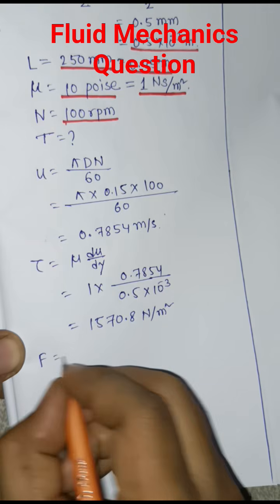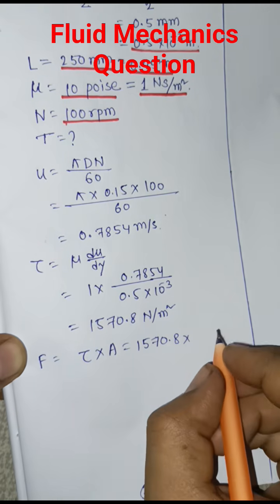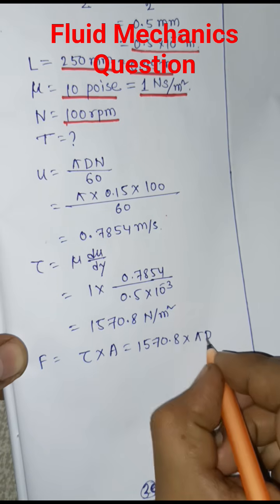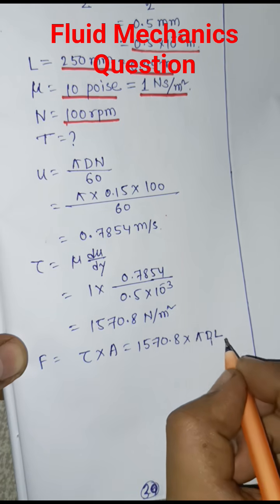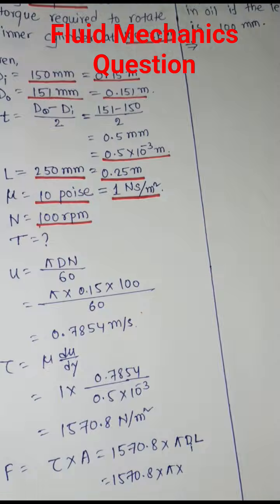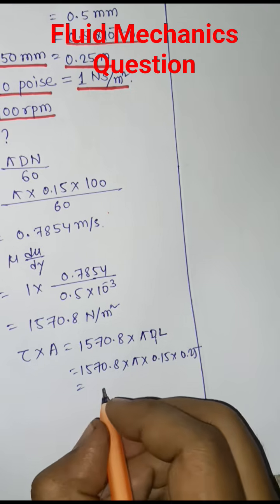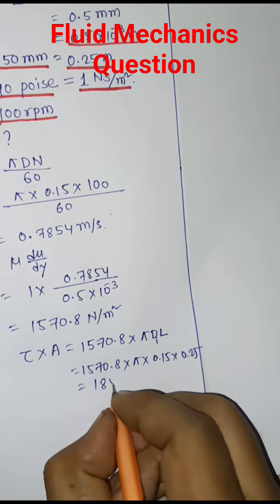Now if you want to calculate the force, F is equal to shear stress into area. What is the value of shear stress? 1570.8. And what is the value of area? Area is pi into D into L, where D is the inner diameter and L is the length of the cylinder. So 1570.8 into pi into 0.15 into 0.25. From here you get the value of force, that is equal to 185 Newton.